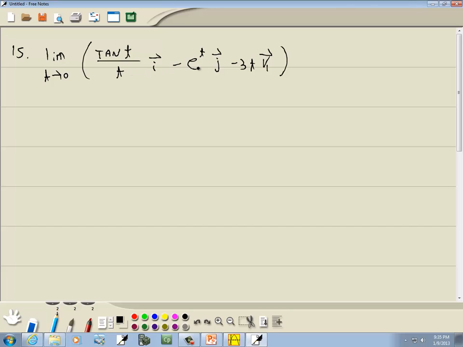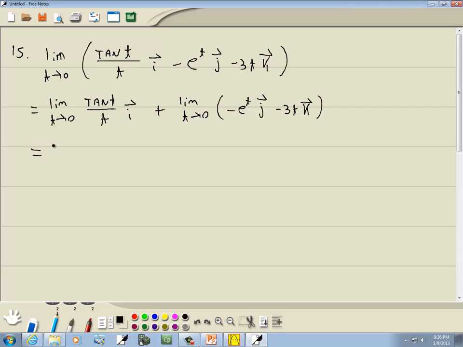So that doesn't work there. Here it works fine on these two. So I can just go ahead and plug in the 0 on these. But on this first one here, we have to use L'Hopital's rule. Now remember, with limits, we can split them up. So I could write this one separate than the rest, and plus limit as t goes to 0 of negative e to the t j minus 3t k.